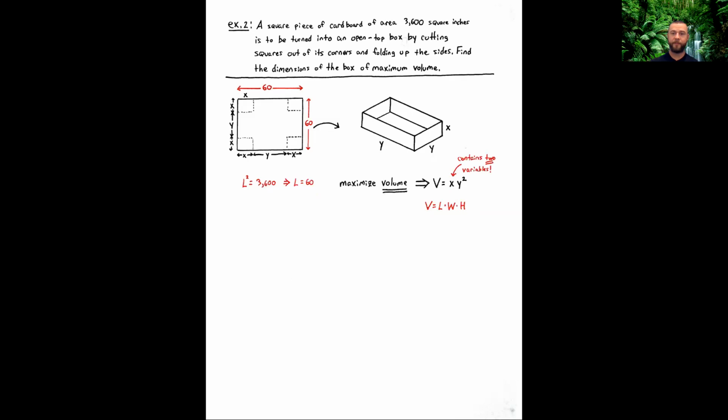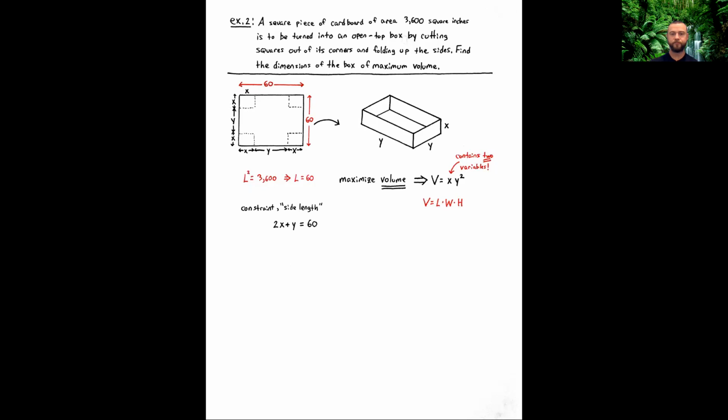Again, there's the usual problem. This contains two variables. So we have to introduce what we're calling a constraint to eliminate one of these variables. All right, this is where your sketch comes in. There's a number of ways that you could do it for this problem. We started off by taking a look at the total side length for that square piece of cardboard, which was 60 inches.